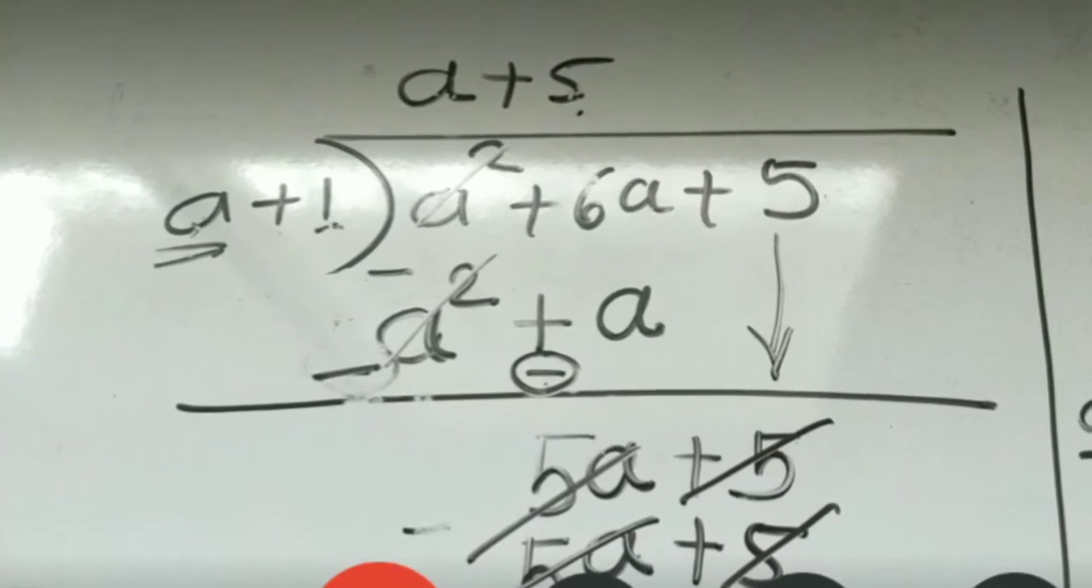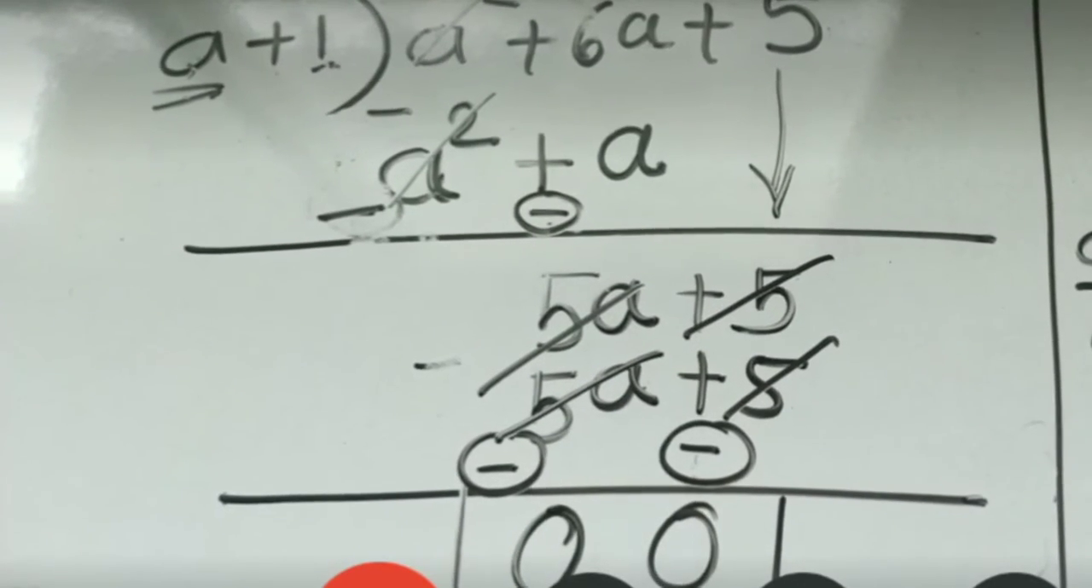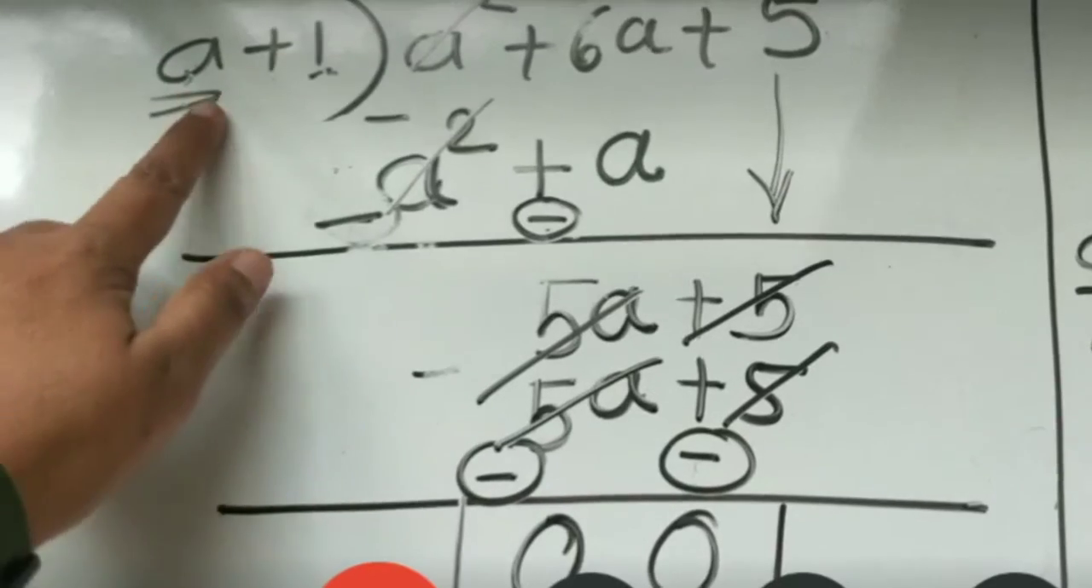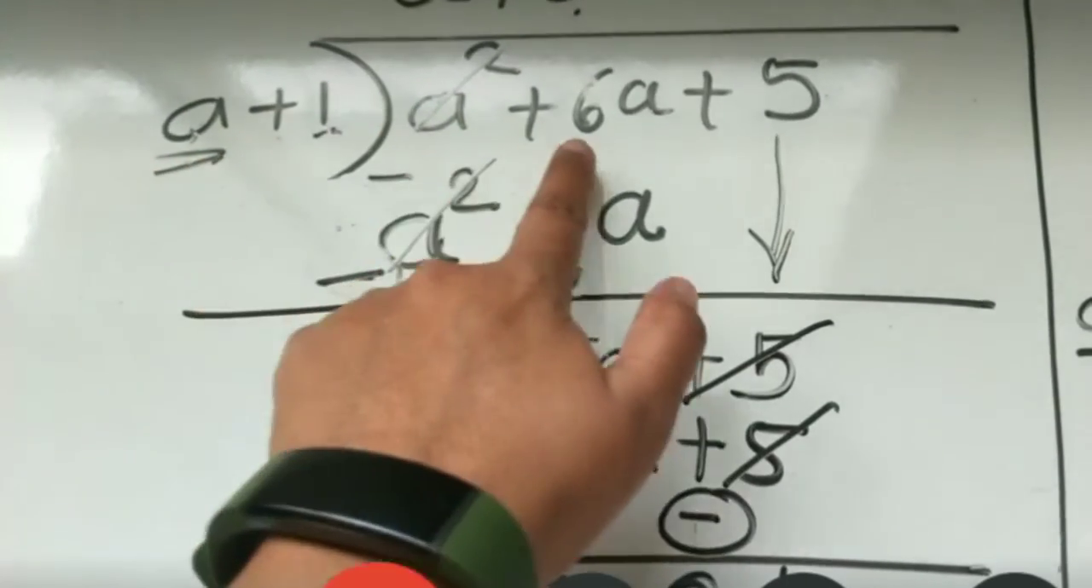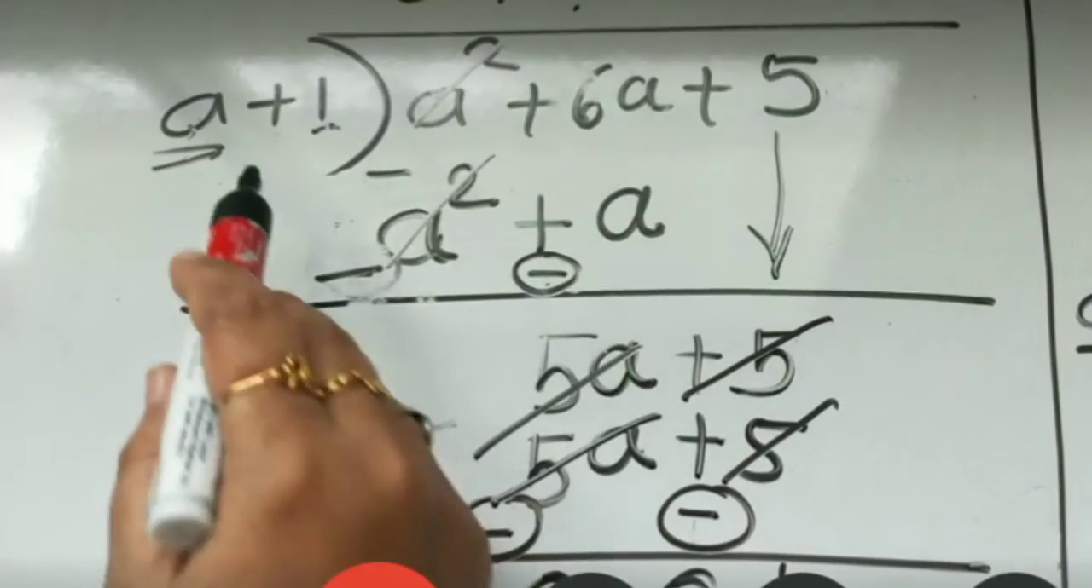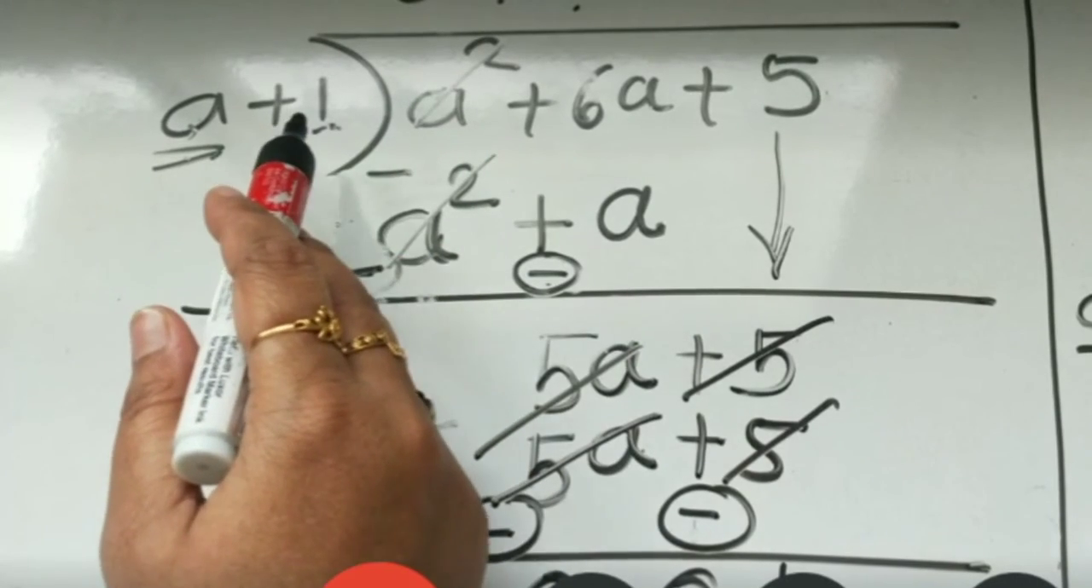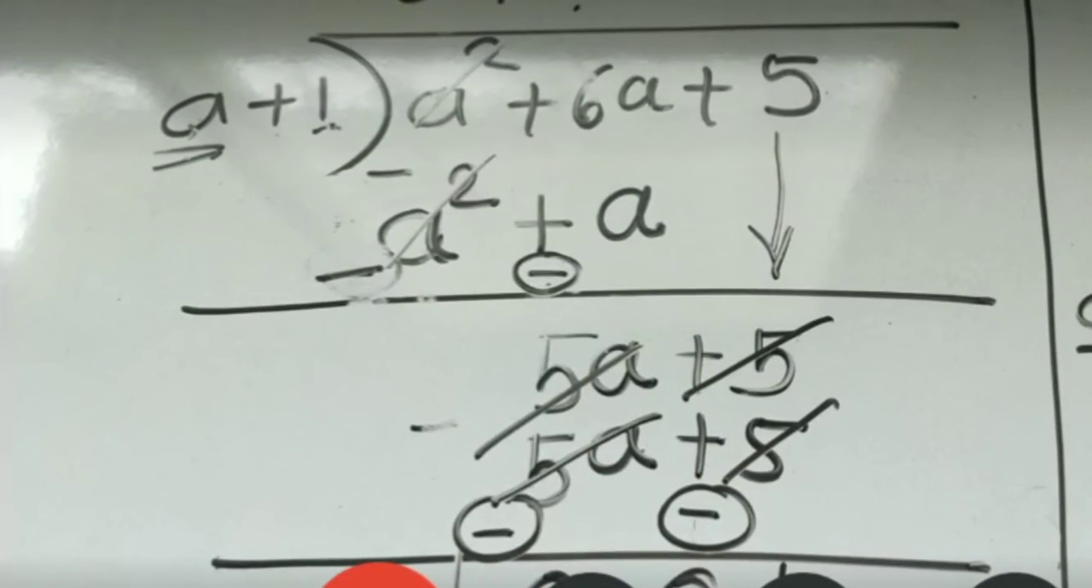And since the remainder is 0, 0 remainder है तो हम बोल सकते हैं a plus 5 is the factor of given polynomial.